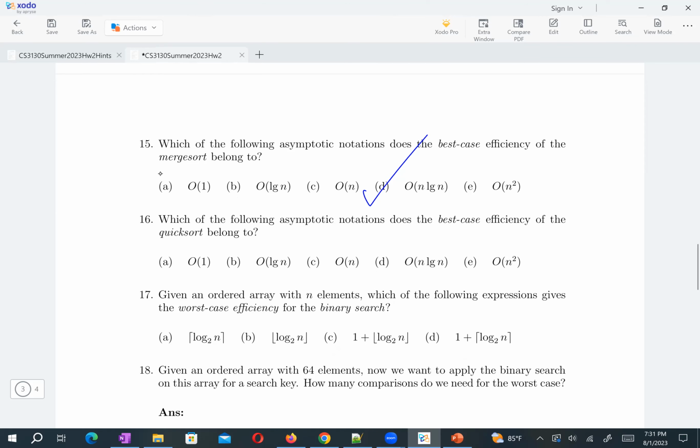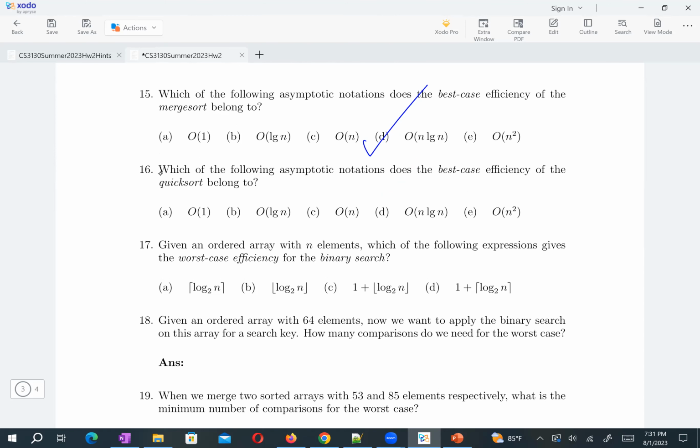Which of the following asymptotic notations describes the best case? For quicksort, also n log n, because the best case is also the most balanced partitioning. For the most balanced partitioning, we would get the best case of quicksort.